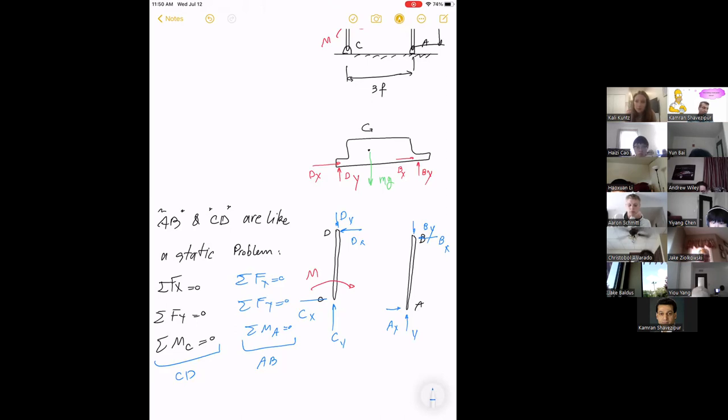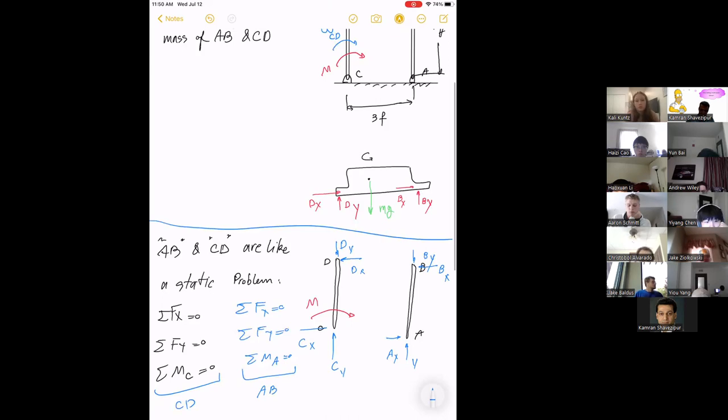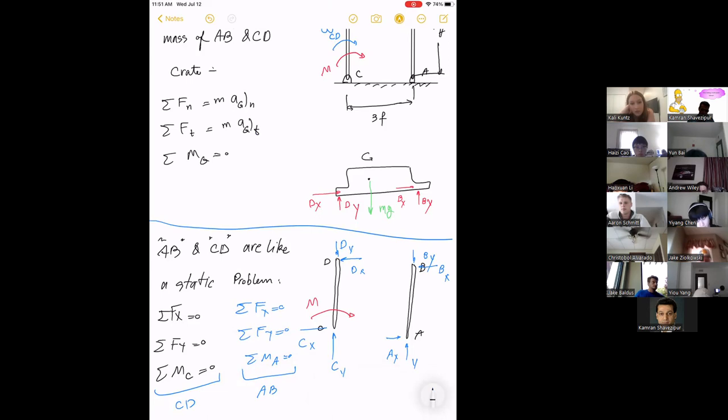Next time we come back, and next time is going to be Friday, we're going to continue, finish this, and go to the next topic, okay? Something I want you guys to do, if you want to understand this well, try to solve this problem yourself. Also, if I do the free body diagram for the crate, of course, for the crate, I'm going to get summation of forces in N equals MaG N, summation of forces in T equals MaG T, and summation of moments about G equals zero. This is for crate plus platform. Right? And we go from there.